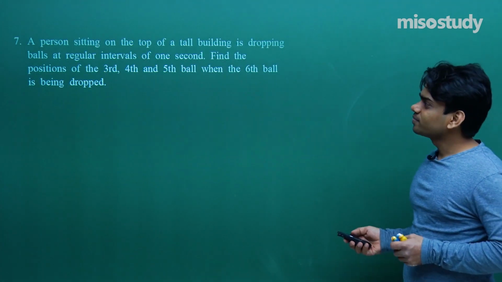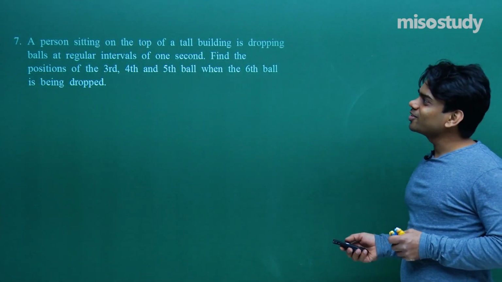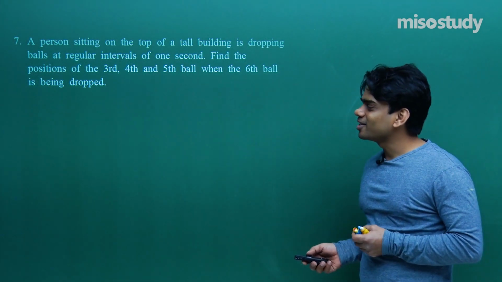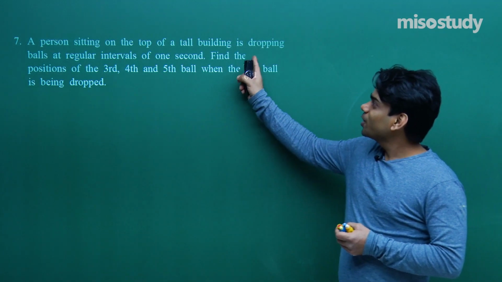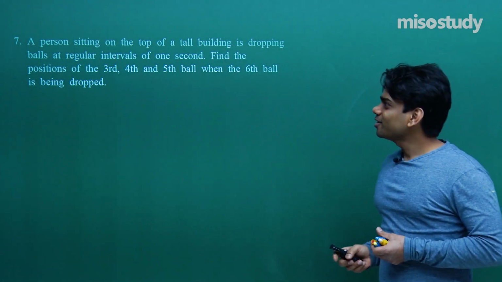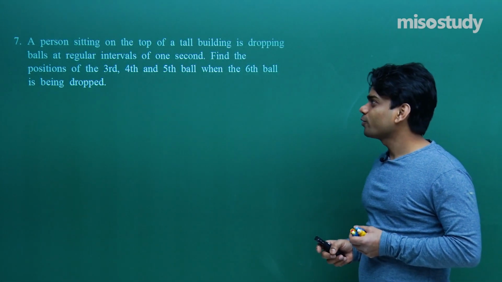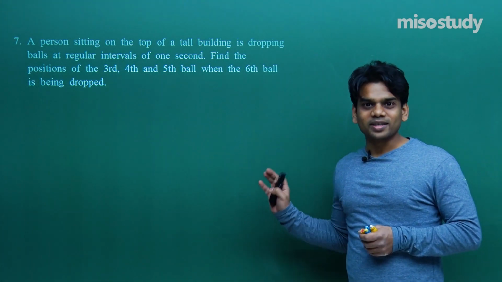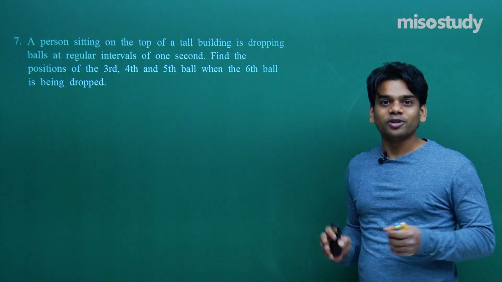Question number 7. A person sitting on the top of a tall building is dropping balls at regular intervals of 1 second. Find the position of the third, fourth and fifth ball when the sixth ball is being dropped. No option is given, need not worry, but this kind of question can be asked in main with options.